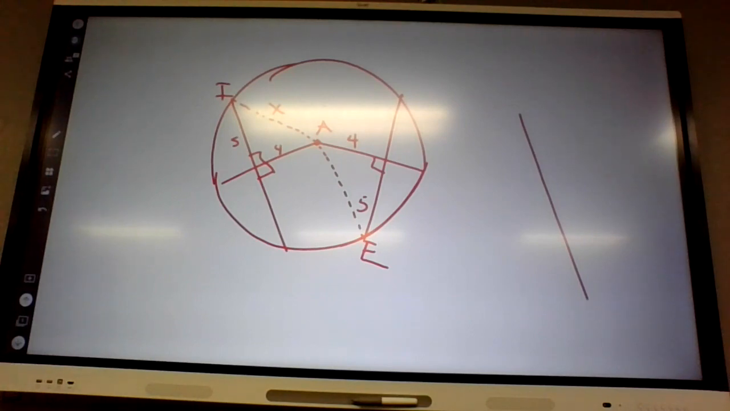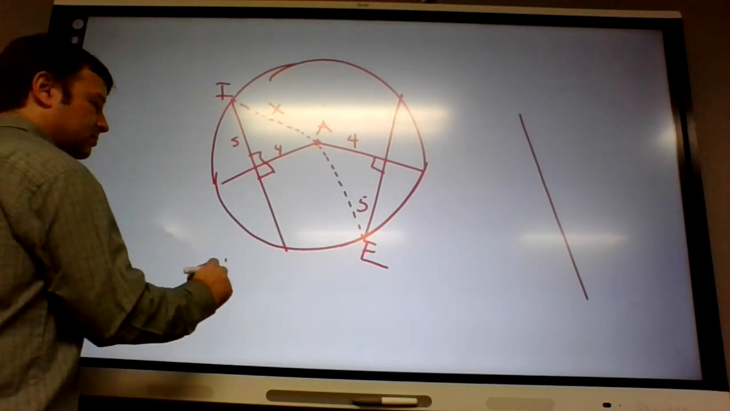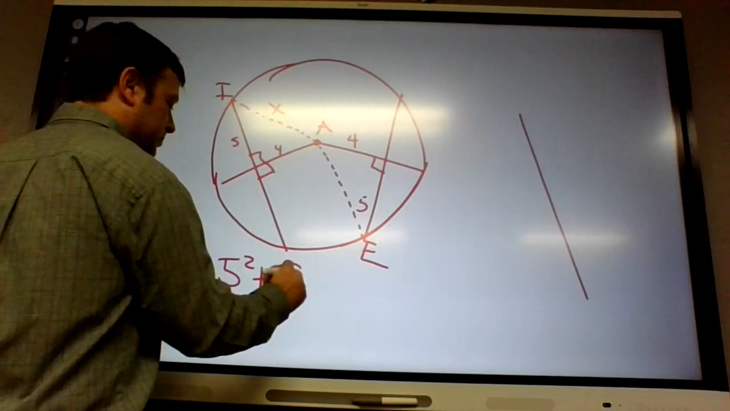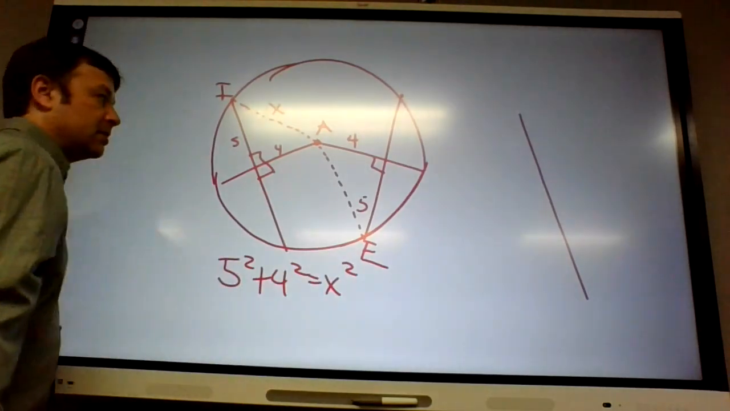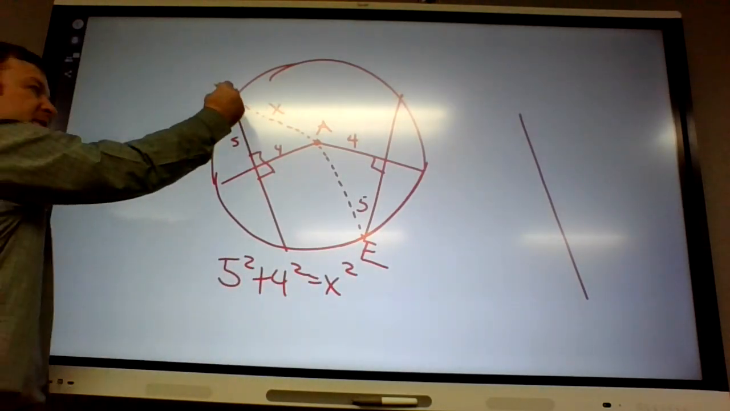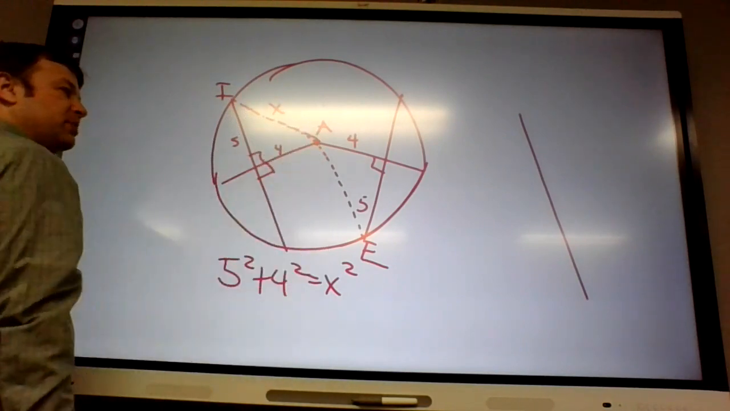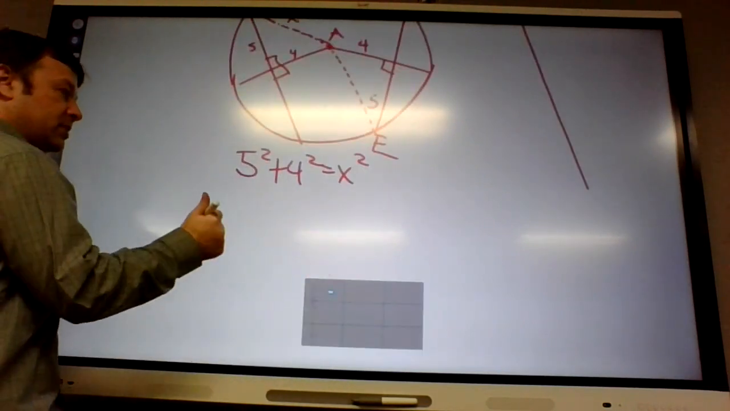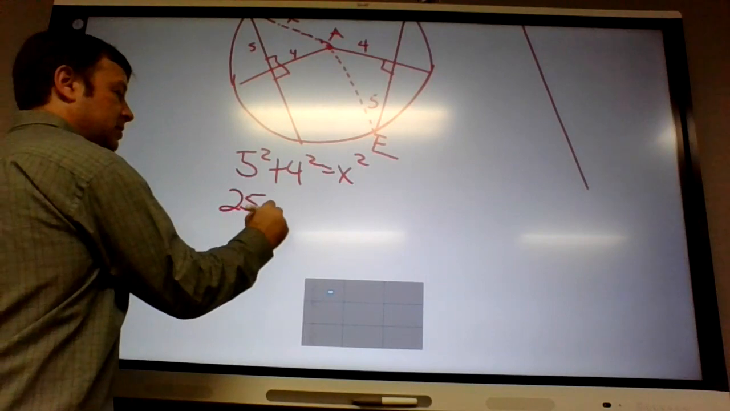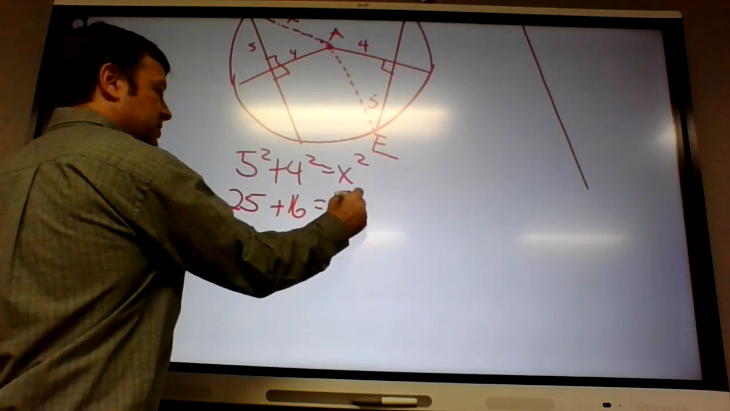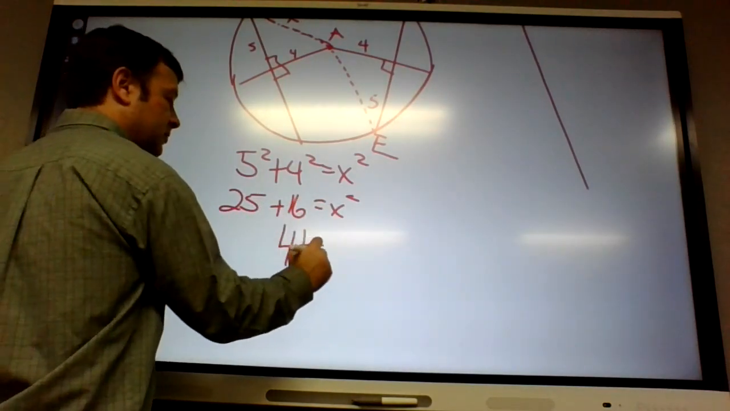Okay, how would it set up? 5 squared plus 4 squared. Yep, the radius makes a little right triangle. So 5 squared plus 4 squared equals x squared. So 25 plus 16 is 41.